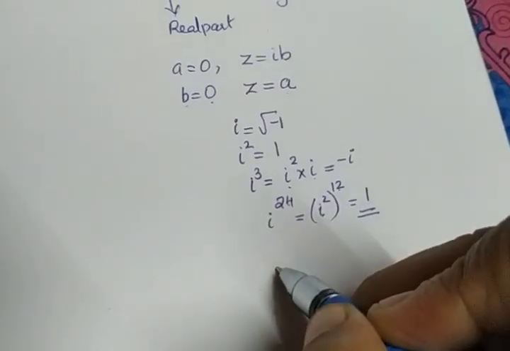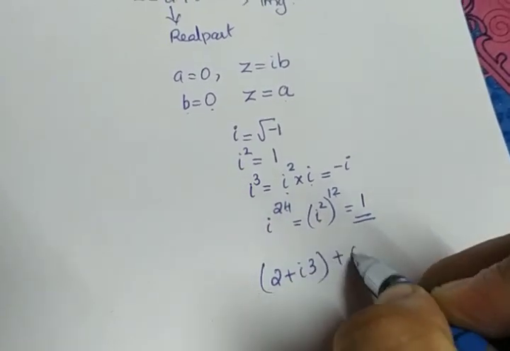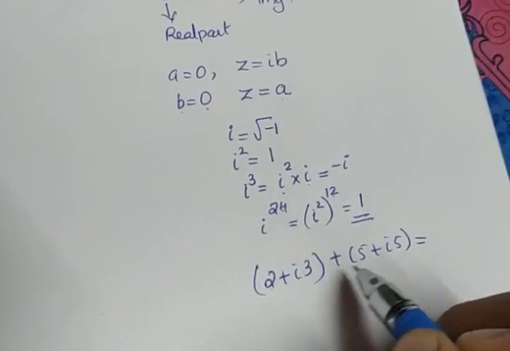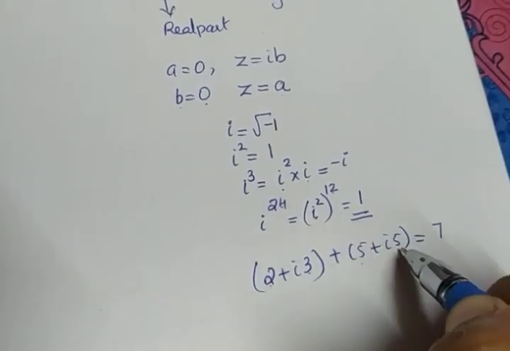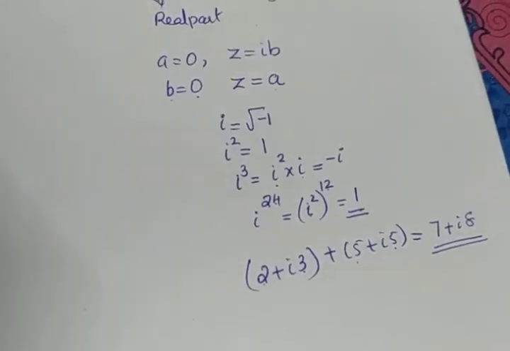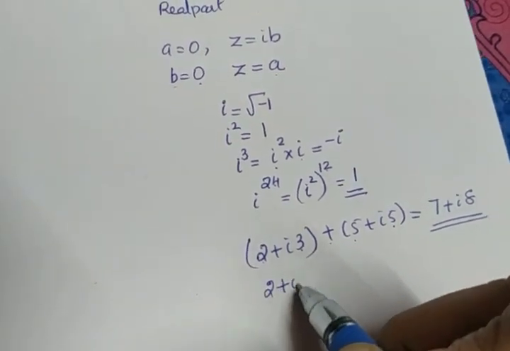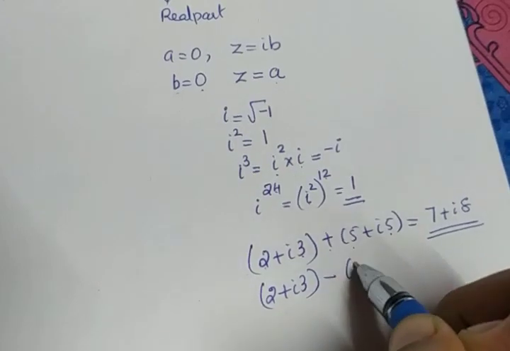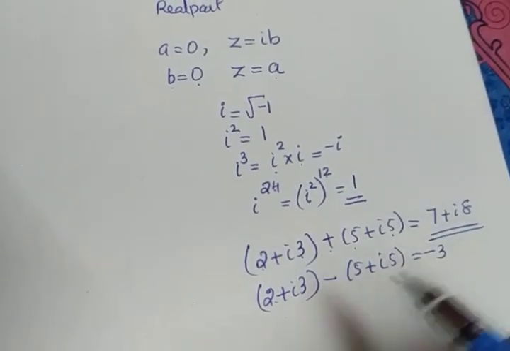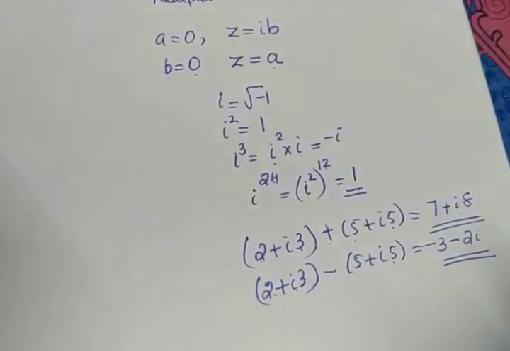Again, if I want to add two complex numbers, for example 2 plus i3 and 5 plus i5, what I should do is add the real part and add the imaginary part. 5 plus 2 gives you 7 and 3 plus 5 gives you 8. Since it is the imaginary part, we have to write i8. Similarly, we can subtract the complex numbers. 2 plus i3 minus 5 plus i5: 2 minus 5 gives you minus 3 and i3 minus i5 gives you minus 2i. This will be the subtraction.